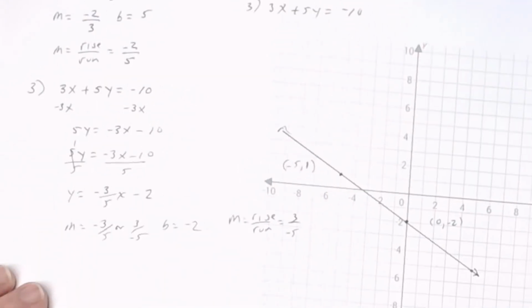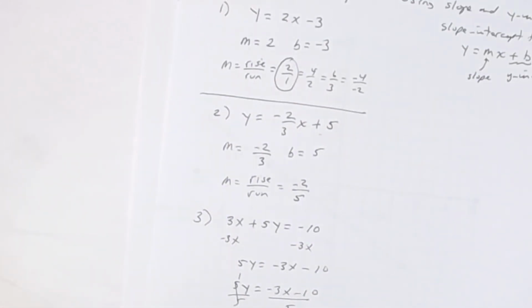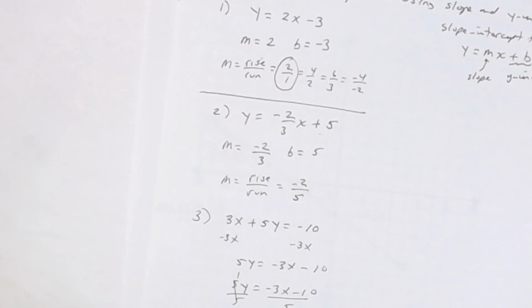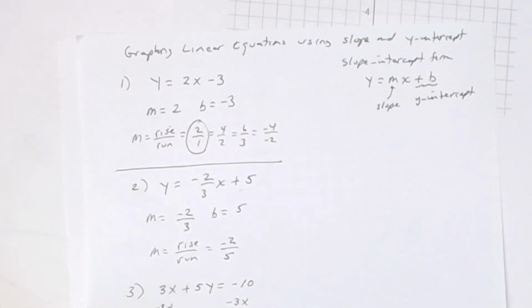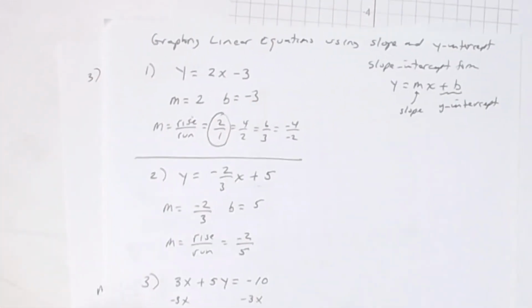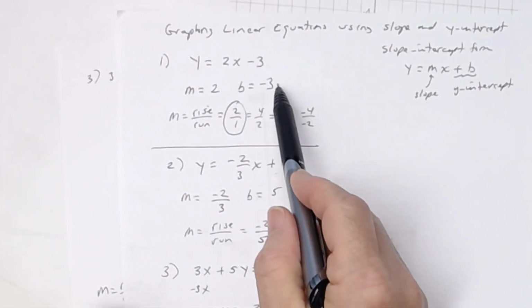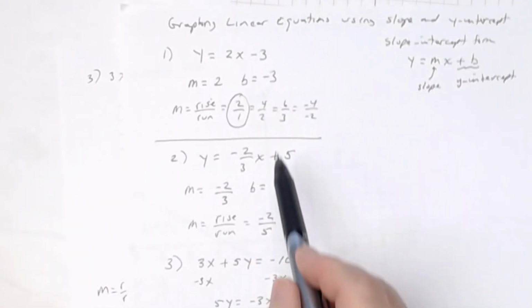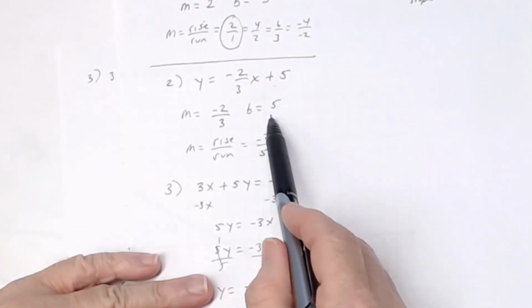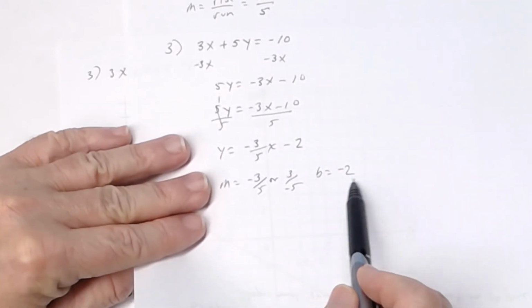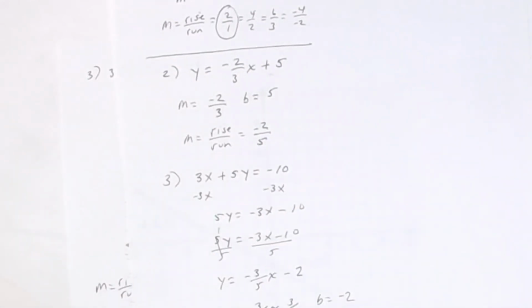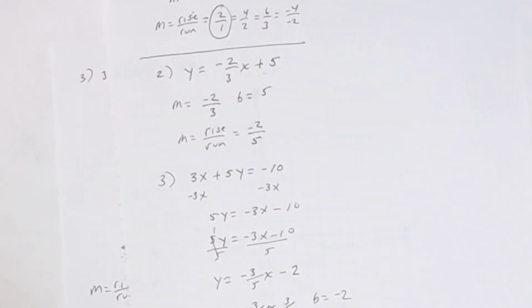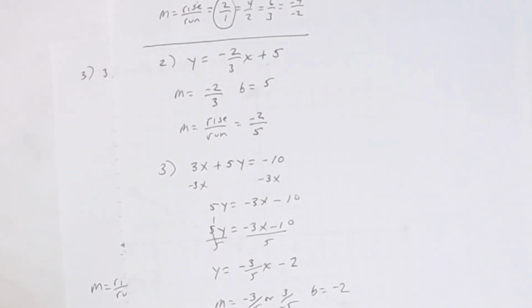All right, so I think that should be enough to get you to understand how to graph linear equations using slope and y-intercept. Now, just to let you know, notice that in every equation I chose here, the y-intercept was an integer: negative 3, positive 5, negative 2. That's not always the case. You could have a, and let me just show this.